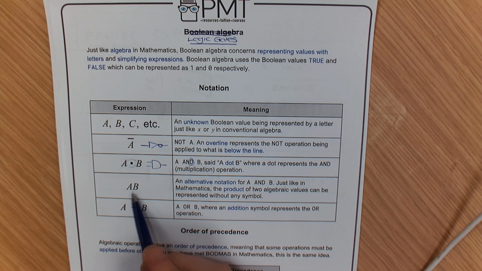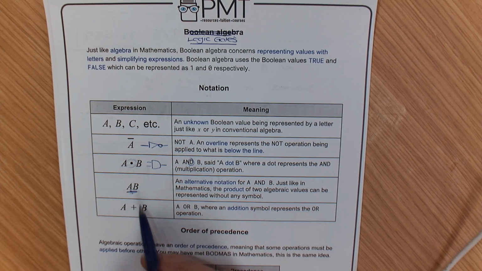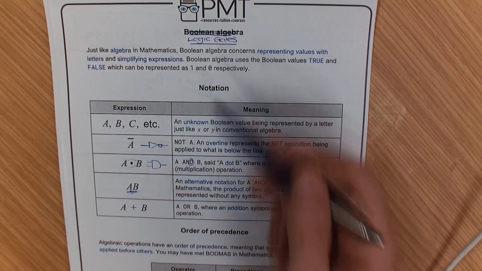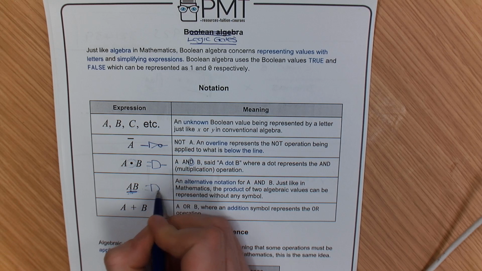Now, we don't tend to see this at GCSE. We don't tend to see the letters side by side. But it also means AND, but that's more moving towards A-level. I've actually nicked this sheet from an A-level revision resource that I use, but it's helpful in helping you understand it. So if you see two letters right next to each other with no symbol, it means AND.